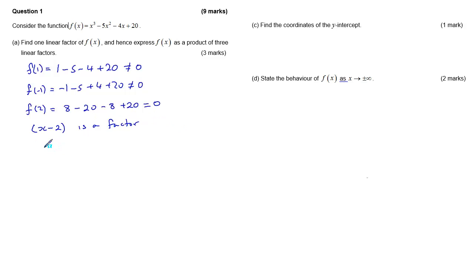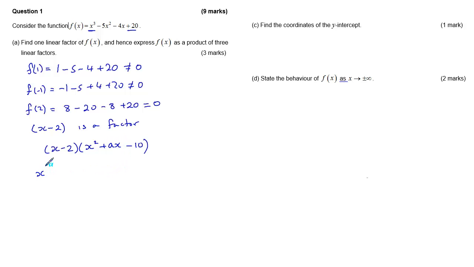So our cubic is going to be x minus 2 multiplied by a quadratic. Now because this is an x cubed here, the first thing must be an x squared. Because this is a 20 and that's a negative 2, that's a positive 20, we must have minus 10, and we don't know what's going in the middle.